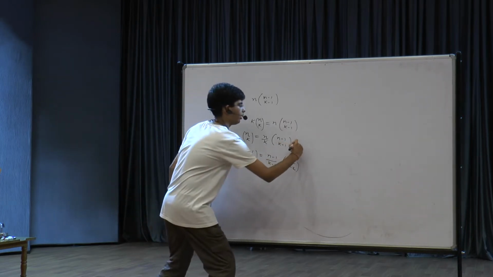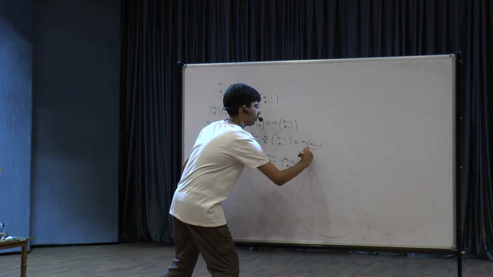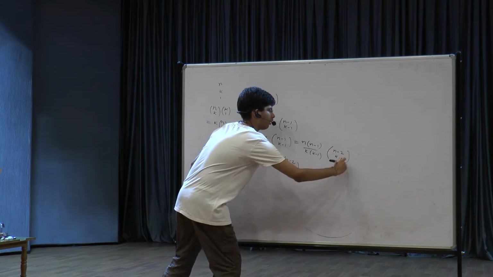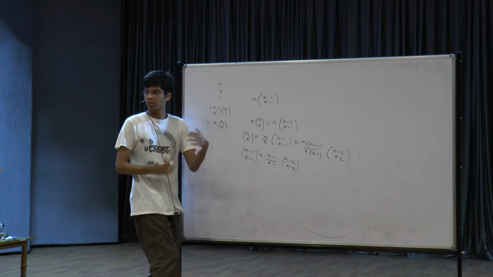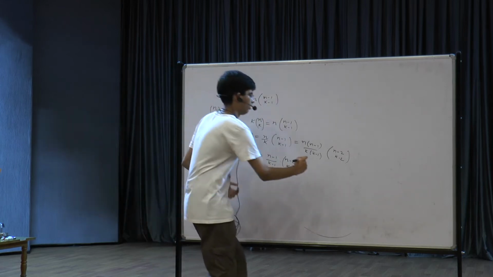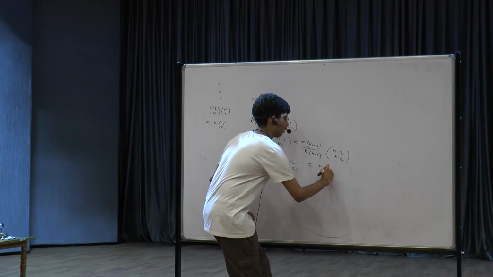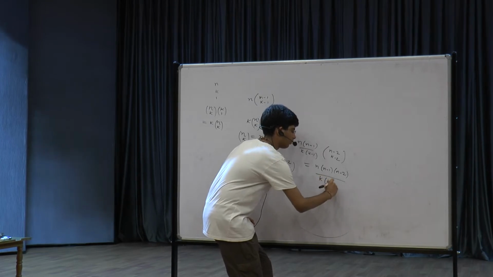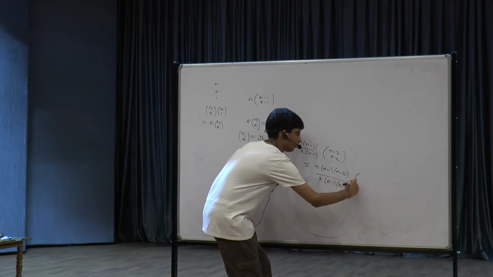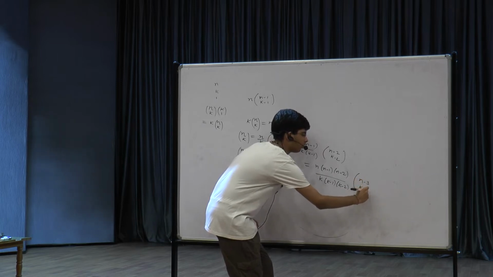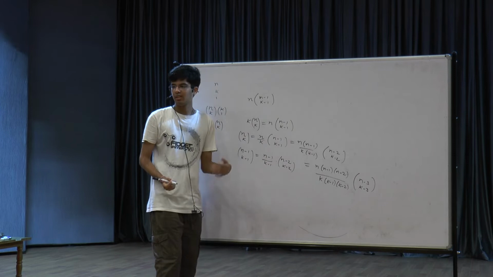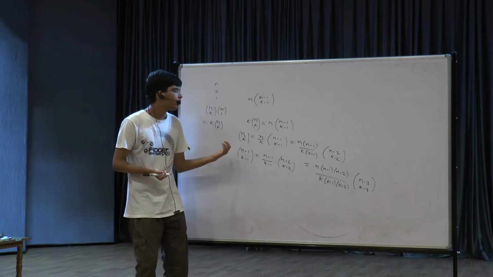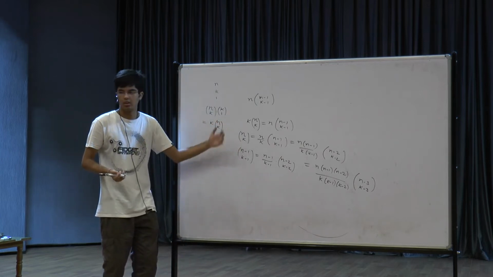So this will be n times n minus 1 by k times k minus 1 times n minus 2 choose k minus 2. And we repeat the same argument for n minus 2 and k minus 2, right? So we get n times n minus 1 times n minus 2 divided by k times k minus 1 times k minus 2 times n minus 3 choose k minus 3, right? And similarly we can proceed from 3 to 4 and so on. But we will have to stop at some point, right? And when do we stop? We stop when this k becomes 1, let's say.